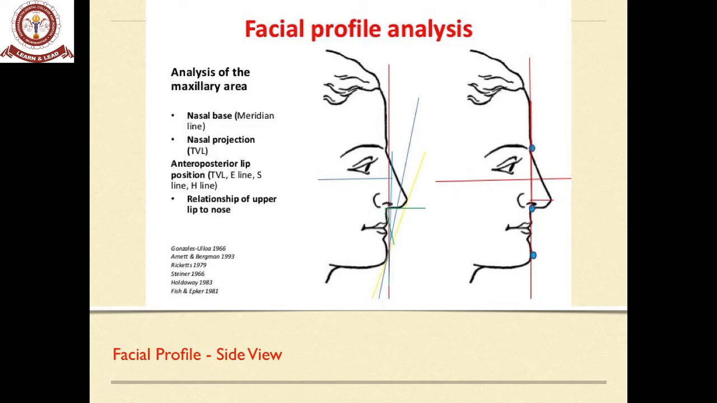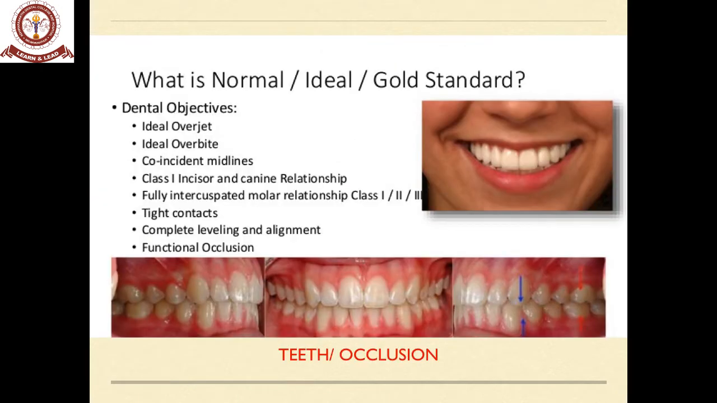Let's go back to basics. What is normal, ideal, and gold standard? Dental objective wise, it should be an ideal overjet of 2 to 3 millimeters, ideal overbite of 2 to 3 millimeters, a coinciding midline, class 1 molar and canine relationship, tight contacts, complete leveling and alignment, and functional occlusion. That's the goal of every orthodontist.